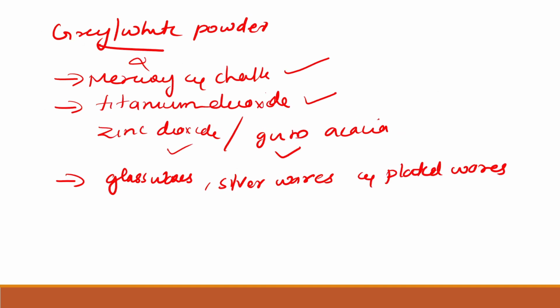And next one is gray or white powder. Gray and white powder produce excellent results, and consist of mercury and chalk, but there are some harmful effects of mercury, so it is now less used. We can use titanium dioxide, zinc dioxide or gum acacia instead. Excellent results are obtained on glass wires, silver wires and plated wires.